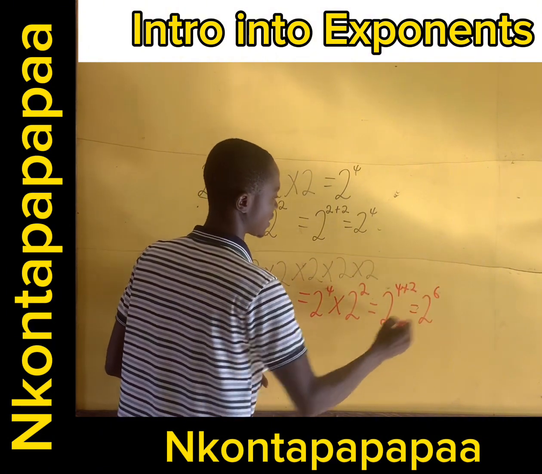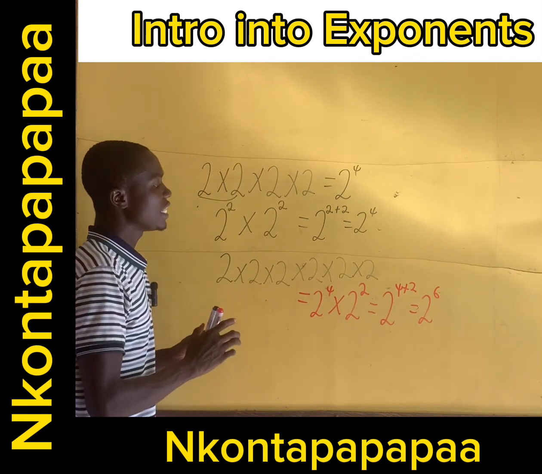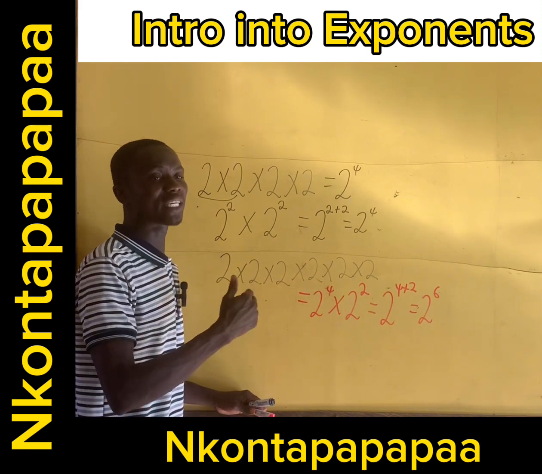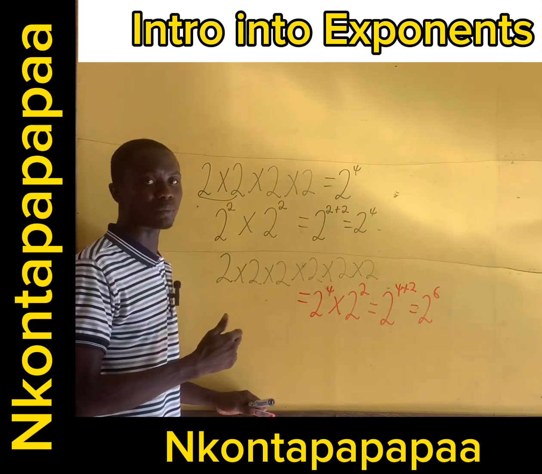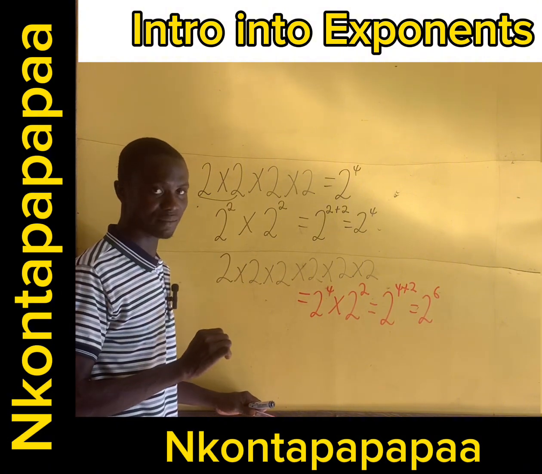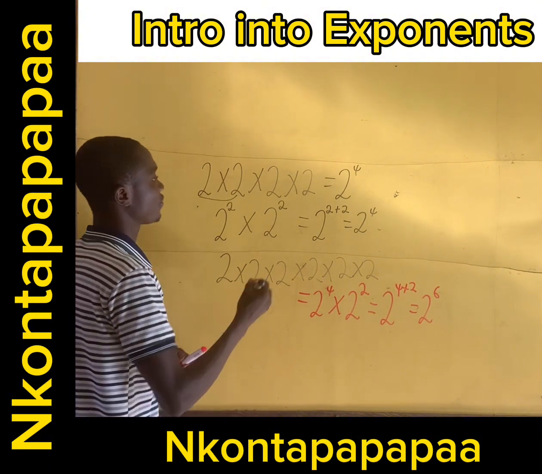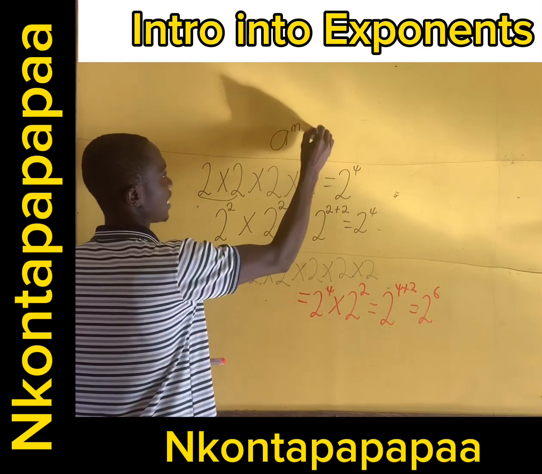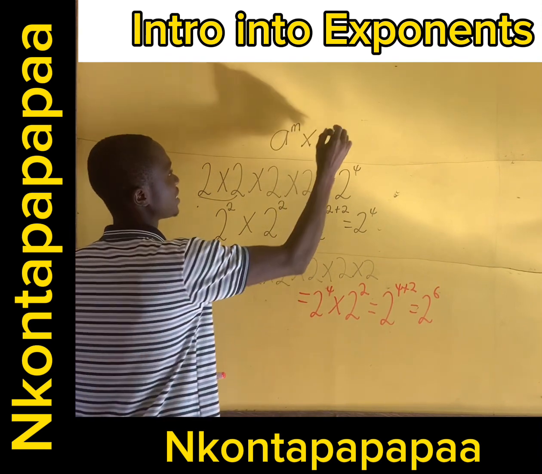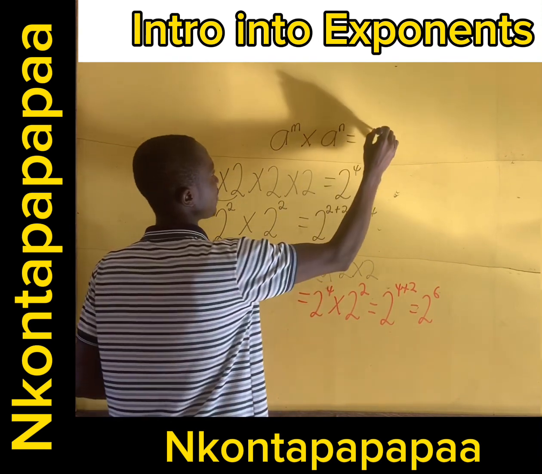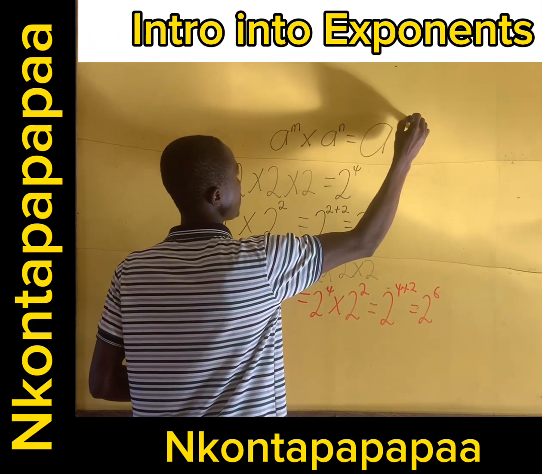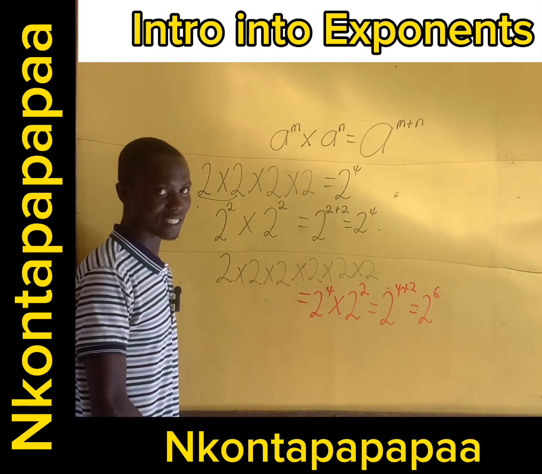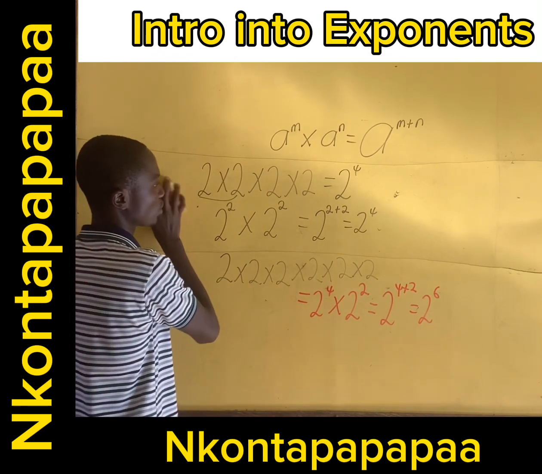gives 2 exponent 6. So we state that if we are multiplying the same number repeatedly, it means that we can add the number of times we multiply it and then put it as an exponent in a very simple way. So if I have A multiplying itself, say, m times, times A multiplying itself, say, n times, then I'm going to have A multiplying itself m plus n times. Wow, and that is very, very simple. So let's check these examples.